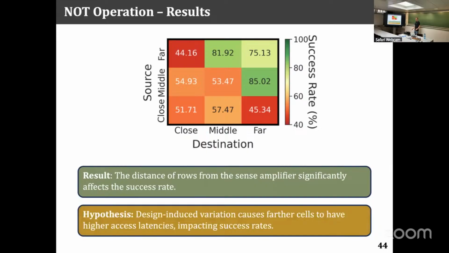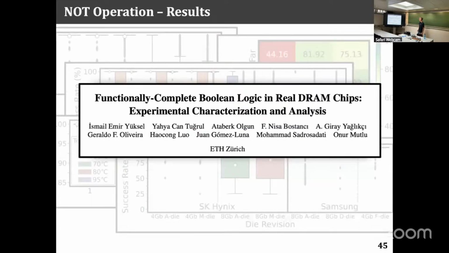And the hypothesis here is this is because of a concept called design-induced variation, which basically is also the reason for why cells farther away from sense amplifiers have higher access latencies. Because of the electronics and the resistance between the sense amplifiers and the cells getting larger and so on. And it also has an effect here on how well the NOT operation basically works. These were 2 of the results the authors obtained, but it's an experimental characterization and analysis. So they analyzed a bunch of other parameters that could affect the success rate, basically. They looked at the temperature, the speed rate of the chips, the density of the chips, and so on. And it's all in the full paper available on arXiv.